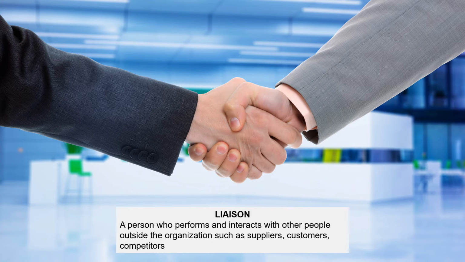And the next one is liaison. A liaison is a person who interacts with other people outside the organization, such as suppliers, customers, and also competitors. You will become the liaison between your company and other people outside of the company, for example the supplier, the customer, and the competitors. So you will be representing your organization. When you present on behalf of your organization, you are playing the role of the liaison.